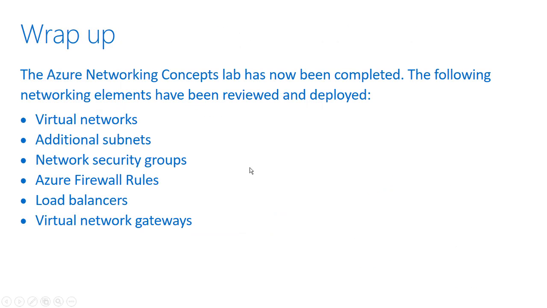So that wraps it up. We looked at creating virtual networks and additional subnets. We then looked at creating network security groups and then applying firewall rules to them. That's the inbound rule we made. We looked at making load balancers, and then we finished up by creating a virtual network gateway with a public IP address acting as a VPN.